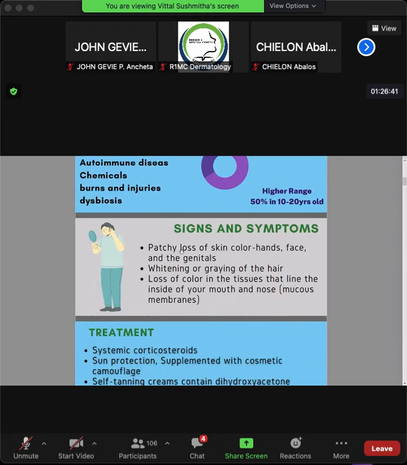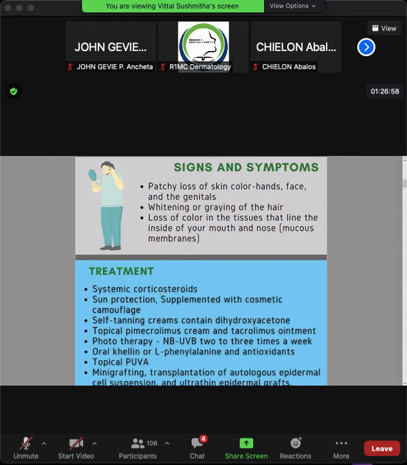The signs and symptoms are patchy loss of skin color in the hands, face, and genital areas, whitening or graying of hair, and loss of color in tissues that line the inside of your mouth and nose, which are the mucous membranes.